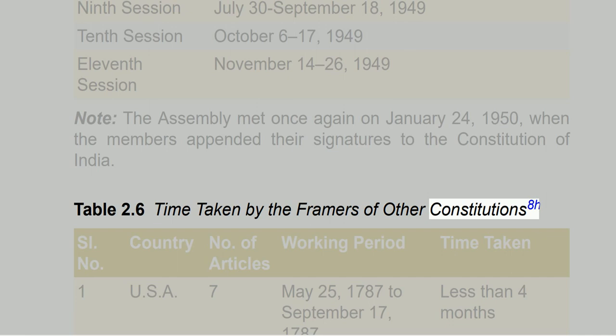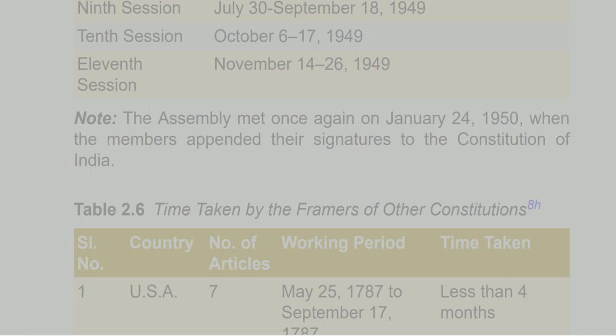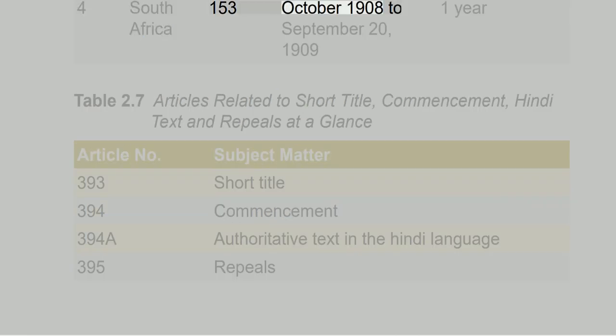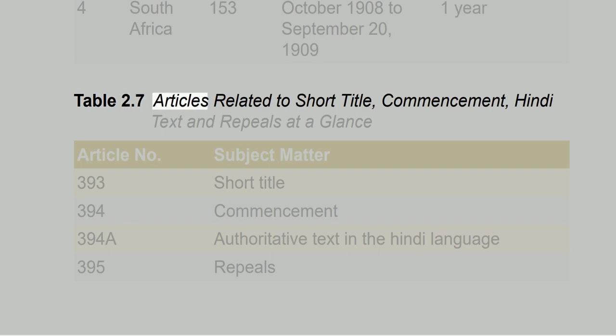Serial number, country, number of articles, working period, time taken. 1. USA: 7 articles, 25th May 1787 to September 17, 1787, less than 4 months. 2. Canada: 147 articles, 10th October 1864 to March 1867, about 2 years and 6 months. 3. Australia: 128 articles, March 1891 to July 9, 1900, about 9 years. 4. South Africa: 153 articles, October 1908 to September 20, 1909, 1 year.